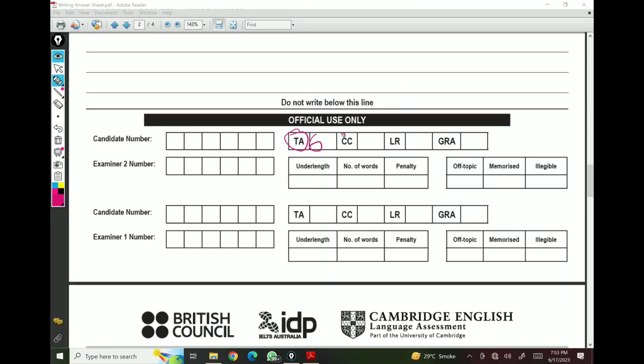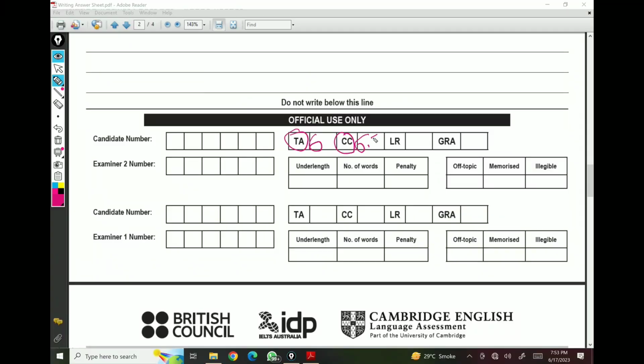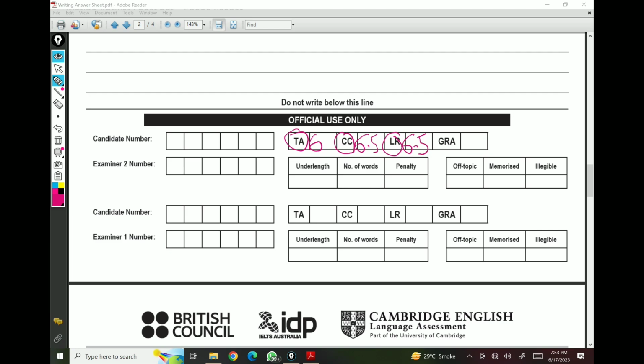Then coherence and cohesion. What is it? Connectivity of ideas and proper paragraphing of your essay. Logical flow of your essay, proper paragraphing and connectivity of sentences. That is what we call coherence and cohesion. So you get a band score here, for example, 6.5. Then we've got lexical resource. Lexical resource means vocabulary, referencing, rewording, paraphrasing, use of synonyms, use of topic related vocabulary and tense related vocabulary. So you get a band score in that as well, for example, 6.5 here.